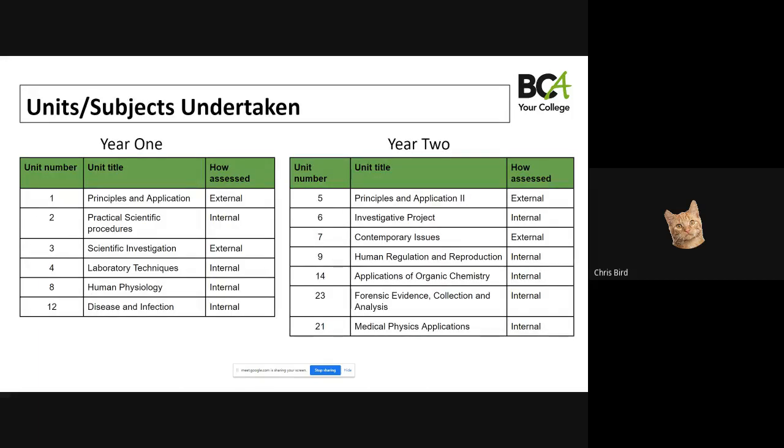Okay, so these are the units you'll be studying over the 2 years. So year 1, as you can see, you do 6 units in total. And then in the second year, you do more advanced modules and more specialized modules. So in your second year, as you can see, you do things like forensic science, medical physics, and you're doing an investigative project. In your first year, you're basically doing the foundation units. And basically, you have to complete all those units and pass all those units to get your overall qualification. And at the end of the year, you get an overall grade for your course, as well as the grade for the individual units.